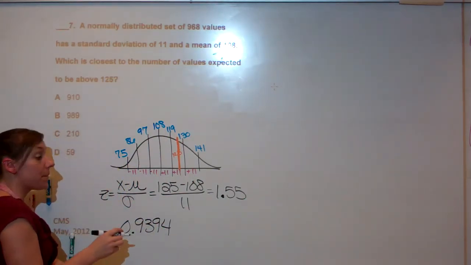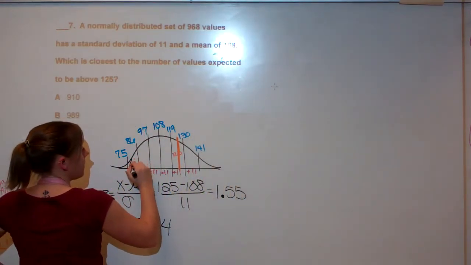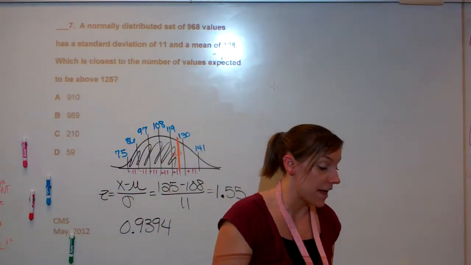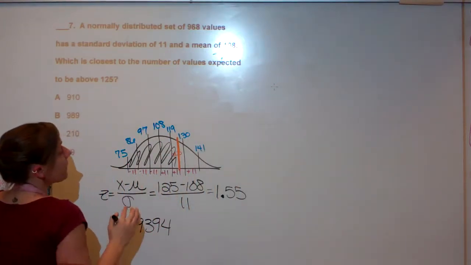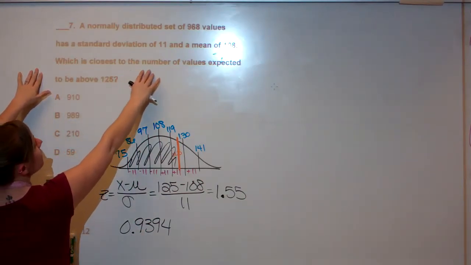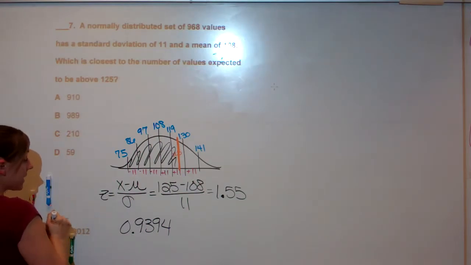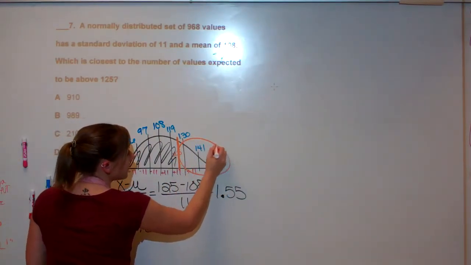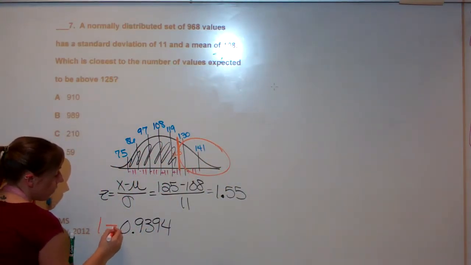0.9394. Well, remember, this represents the left side of your graph, okay? And if you forget that, it actually shows it. It's the left side. It's shaded left. But we need to see, what is it asking? It says, which is closest to the number of values expected to be above. So it's actually not asking about the left side, it is actually asking about the right side. So in order to get this side of the graph, just take one away from it.